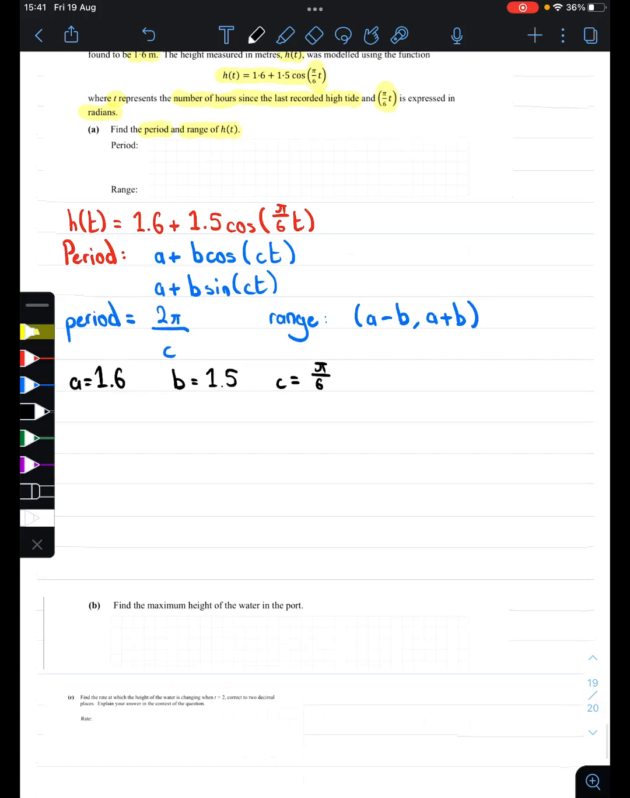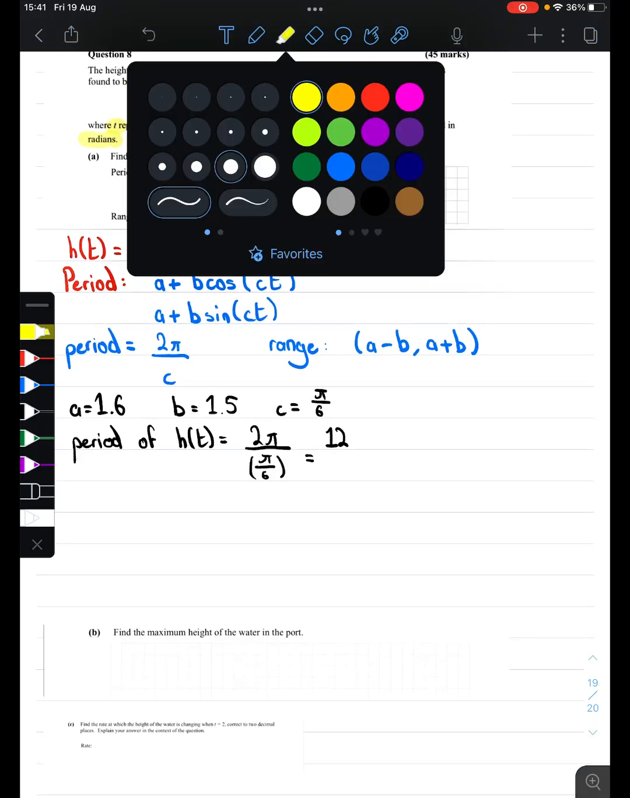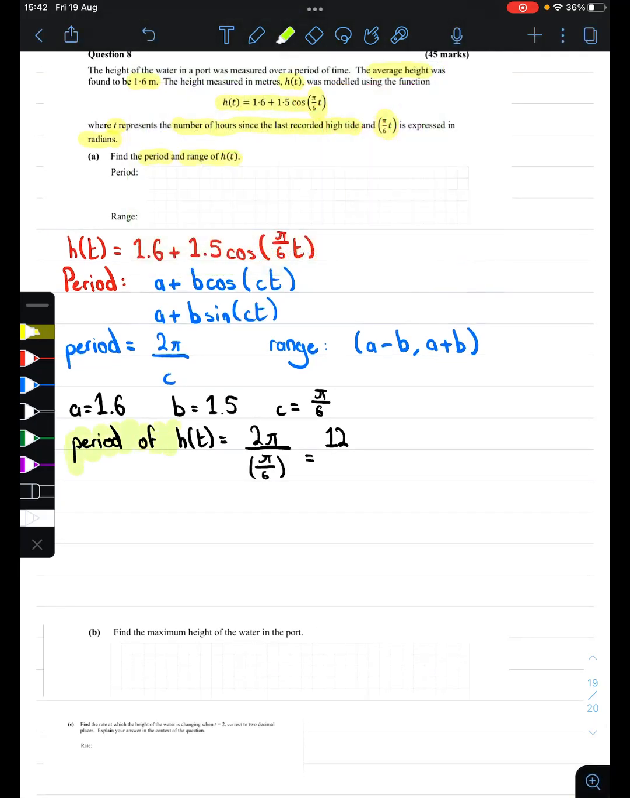So if we plug that into our formula for the period, we get that the period of h of t is 2 pi over pi over 6, which is just 12. So the period of h of t is 12.